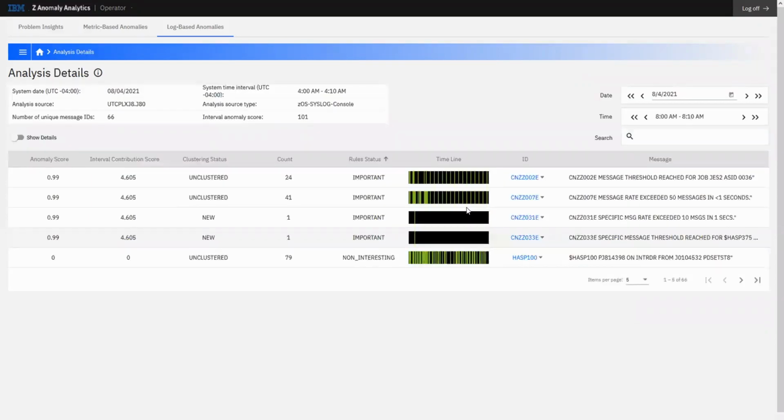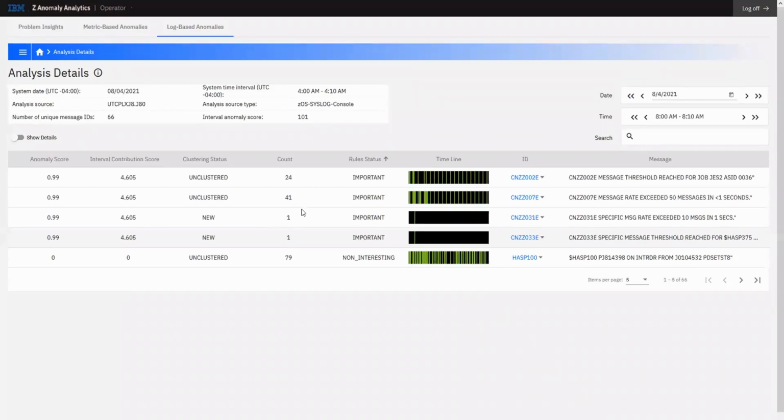Over this period of time, we have a specific time window where the highly anomalous period occurs. We have our overall anomaly score that was shown here. The interval contribution score shows how much this specific message contributed to the overall anomaly score. We have our clustering status. Is this message part of a message cluster or sequence? In this case, the top two were not clustered messages. The next two were actually new messages that had never before been seen.